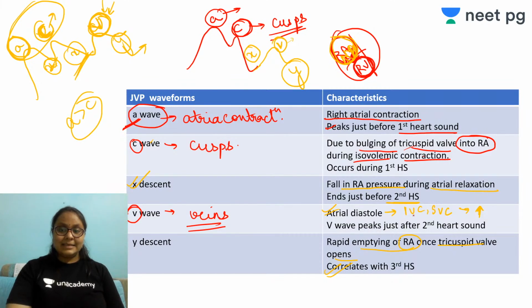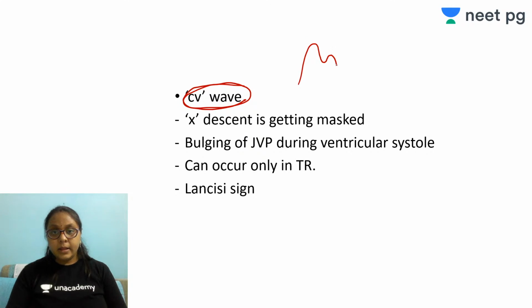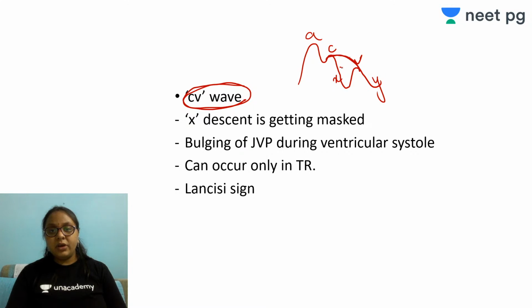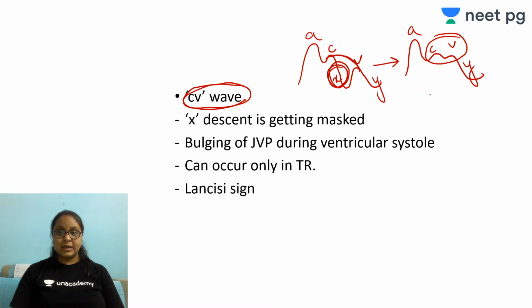Now, why was X descent seen? That was because of the fall in the right atrial pressure during relaxation. So, CV wave is, okay, let me draw this. A, C, V, X and Y. Okay, this is causing one wave. The X descent is masked, so it will be like this. Okay, A, C, V, Y. Is it clear? This will be like this, the CV wave. The X descent is getting masked.